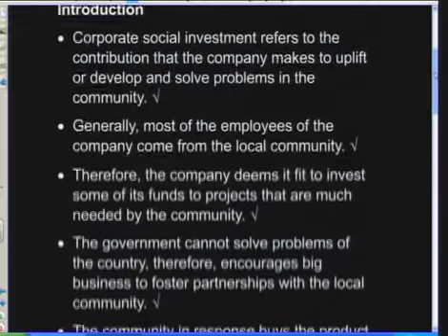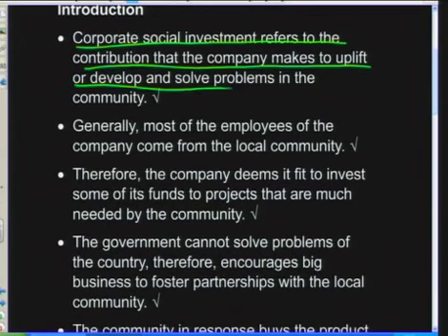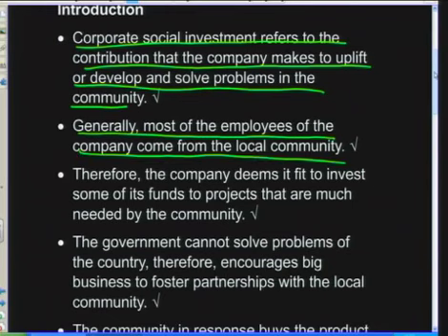So firstly, they give the introduction. Corporate social investment refers to the contribution that the company makes to uplift or develop and solve problems in the community. Generally, most of the employees of the company come from the local community. That's what I was saying to you guys. We have to look after our local community, because our local community are not just our customers, but that's where we get our employees from. If we don't look after them, then they're going to leave us and our business is going to fold.